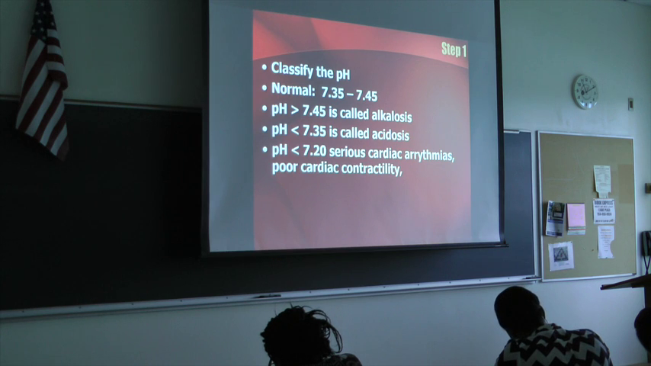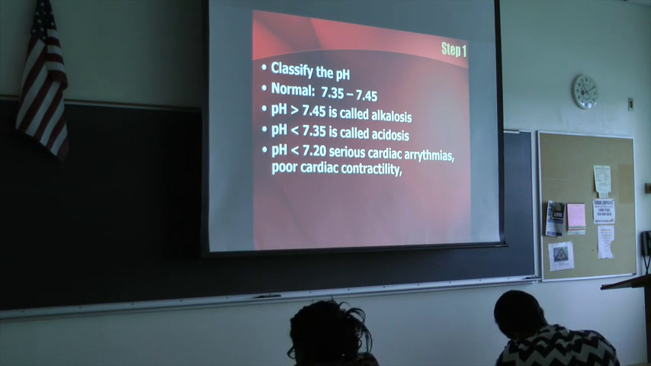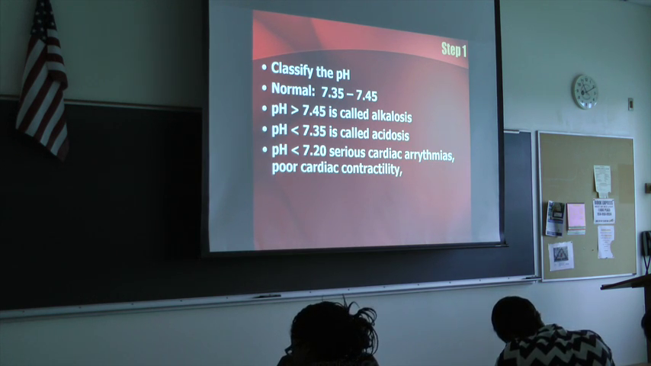Normal is 7.35 to 7.45. When you say the pH is, you don't put any units after the pH. If the pH is higher than 7.45, that's called alkalosis. You can say the pH is alkalotic, or the pH shows alkalosis. If the pH is less than 7.35, that is called acidosis. You can say the blood is acidotic.